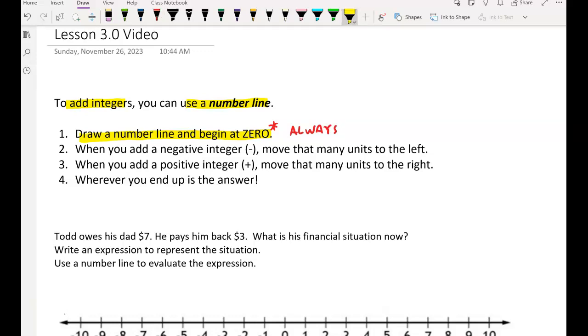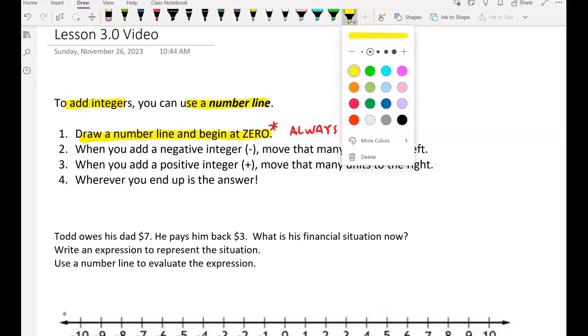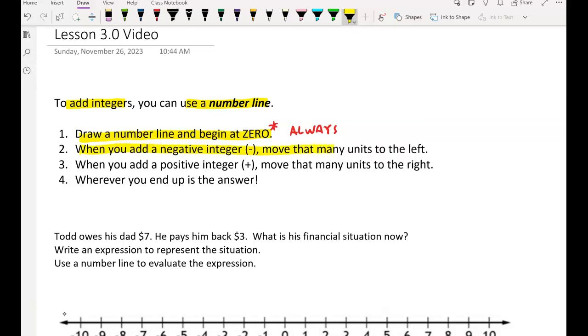Then, when you add a negative number, you're going to move that many units to the left. So, let's say if the number was negative 3, then you would go from 0, move to the left 3 units. 1, 2, 3. Okay? So, when you add a negative integer, move that many units to the left. And then, when you add a positive integer, you're going to move that many units to the right. And then, wherever you end up is the answer to the problem.